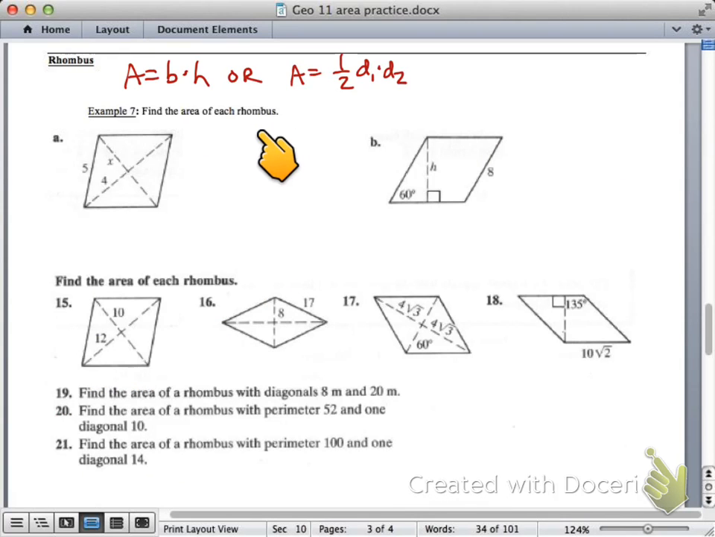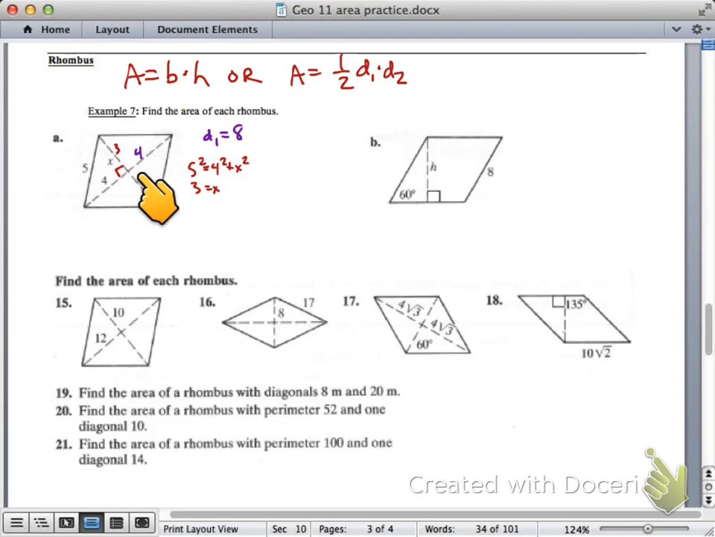Okay, so rhombuses are parallelograms, so they use the same formula, but they also have their own special formula related to the diagonals. So if you know information about the diagonals of a rhombus, this is the easier formula. If you know the base and the height, use this one. So here's how this works. I find the area of each rhombus. Well, if we know that this is 4 and we know that this is 5, this is x right here, we can find this part of this diagonal. That's a 3, 4, 5 triangle right there. So x is 3.